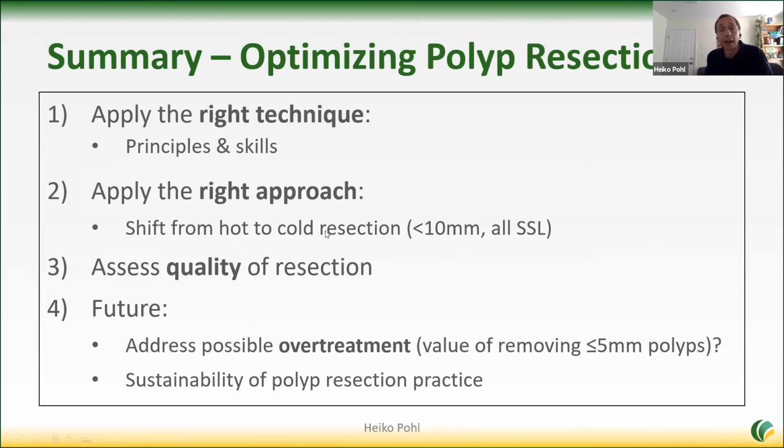Now, in summary: right technique, right approach, assess quality, and one final pitch for the new frontier, I think, is we need to talk about overtreatment. Taking off diminutive polyps will be just a surrogate marker of how well we find them and maybe how well we take them off. But most of them were never destined to transition to cancer. And that does not only affect the research that we use to assess the risk for the patient, but also, in the grander scheme, the sustainability of our colonoscopy and polyp resection practice with respect to our environment. So with that, I close and open for questions.